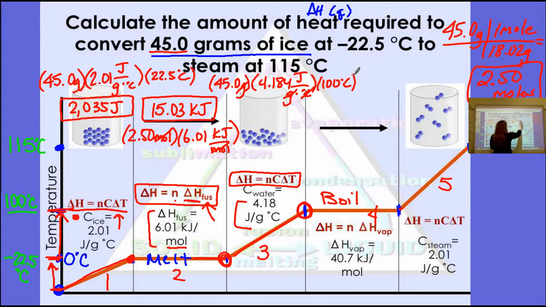Again, make sure your units cancel. Grams, grams. Celsius, Celsius. When you multiply this out, you should get 18,828 joules.